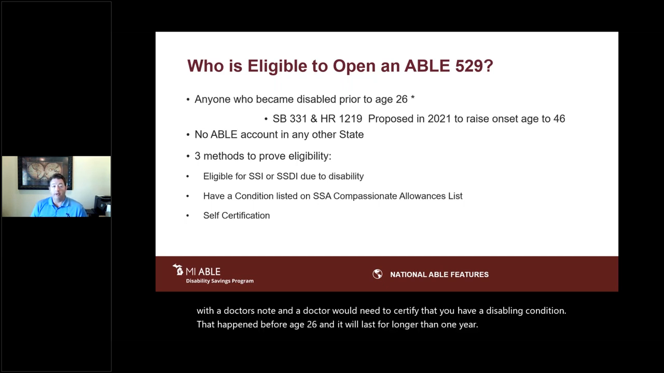Now, I mentioned earlier that you must have become disabled before age 26 to open an ABLE account. Again, when Congress was debating this bill, they were not trying to help only individuals whose disability manifested itself before age 26. They wanted to help the entire disabled population. But because Congress operates the way they operate, they limited this to people whose disability happened before age 26.